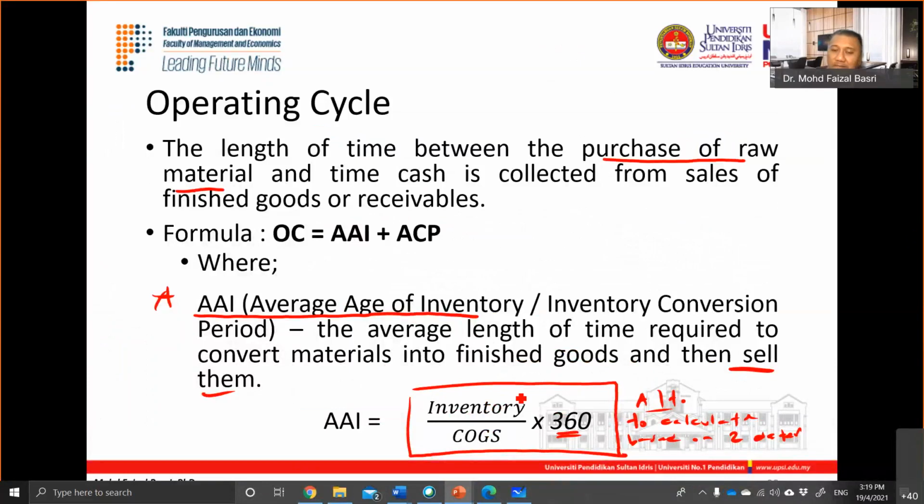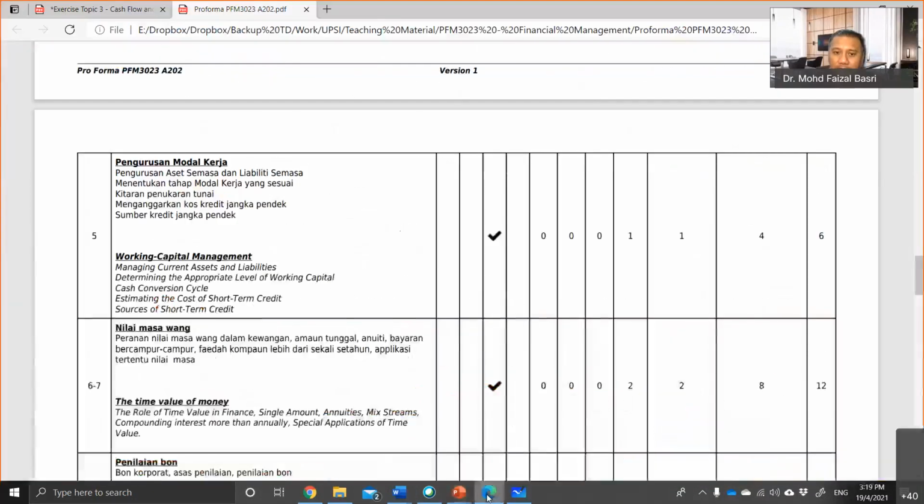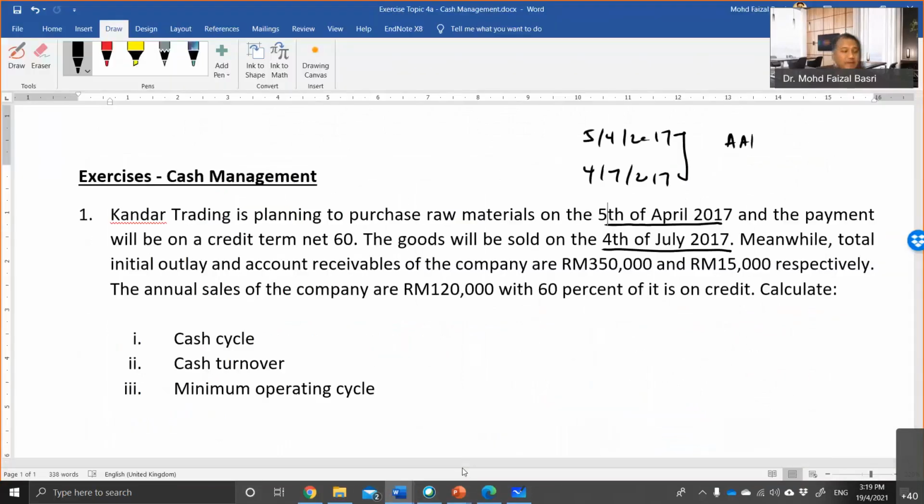Sometimes the question may not give you these two values. Instead, they're going to give you two dates. So if they give you two dates, we need to calculate it manually. So how to find it manually? This is the power of financial calculators, if you have financial calculators.